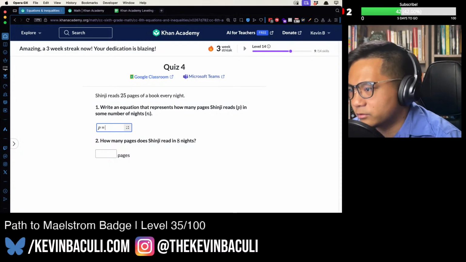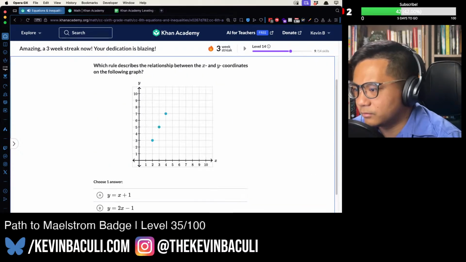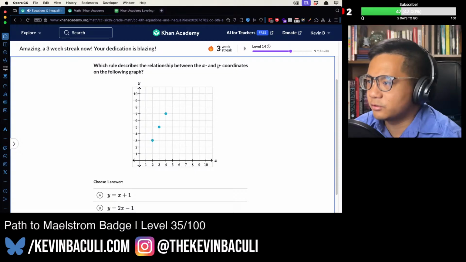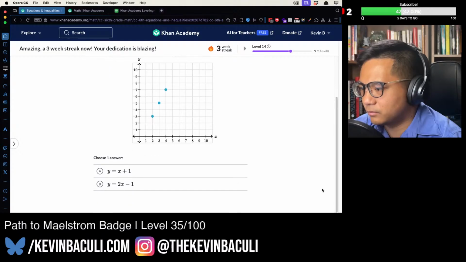P equals 25 and 200, which will describe the relationship between the x, y coordinates on the following graph. Let's see. It's 2x plus 1. 2x minus 1? Yeah, 2x minus 1.